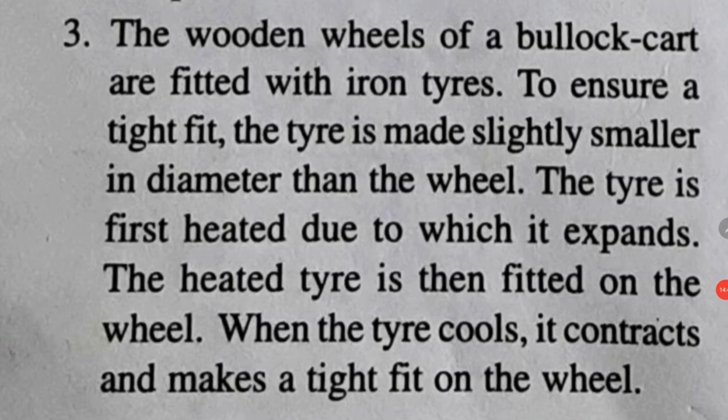Coming to the third point, which reads as: the wooden wheels of a bullock cart are fitted with iron tires to ensure that they do not get wear and tear very easily. To ensure a tight fit, such that the iron ring doesn't come out of the wheel, the tire is made slightly smaller in diameter than the wheel.